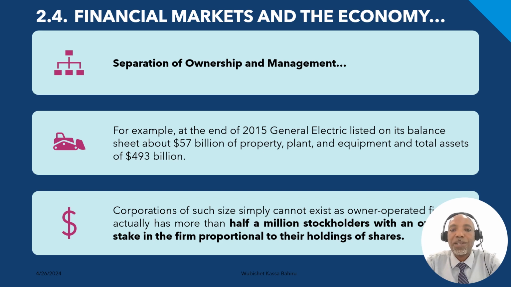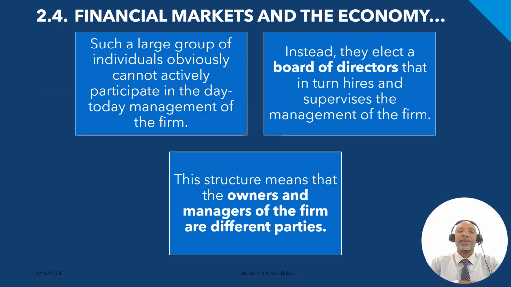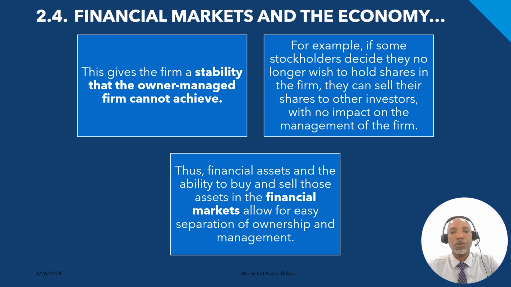Actually, the firm has more than 500,000 stockholders with ownership stakes in General Electric, proportional to their holdings of shares. These 500,000 shareholders may not be involved in each individual decision or management activity. Such a large group of individuals obviously cannot actively participate in the day-to-day management of the firm. Instead, they elect a board of directors that in turn hires the supervisors that manage the firm. This structure means that the owners and the managers of the firm are different parties. This gives the firm a stability that owner-managed firms cannot achieve, which means owner-managed firms may not have stability, but board-managed styles can bring stability to the firm.